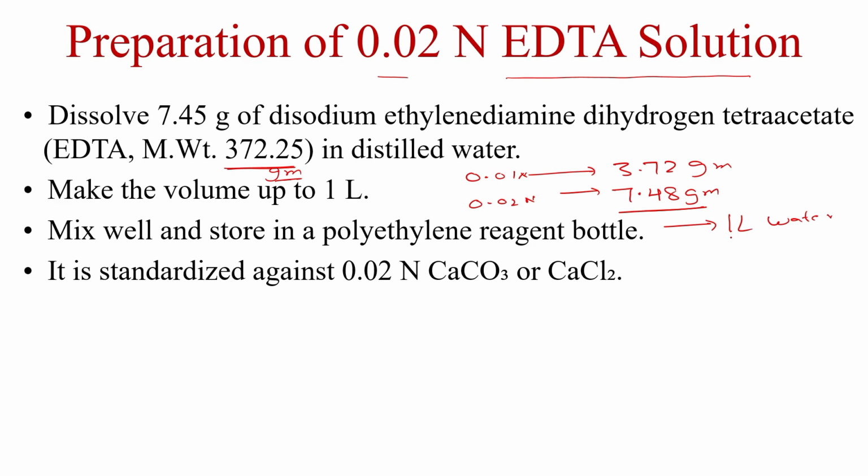If you make up the volume to 1 liter in a volumetric flask, then we will have around 0.02 normal. We don't know exactly the normality because this is not a primary standard. It is not available in a pure and crystalline state, so we will have to standardize it. So dissolve 7.45 gram of disodium ethylene diamine dihydrogen tetraacetate in distilled water. Make up the volume to 1 liter. Mix well and store in a polyethylene reagent bottle. It is standardized against 0.02 normal calcium carbonate or calcium chloride solution.